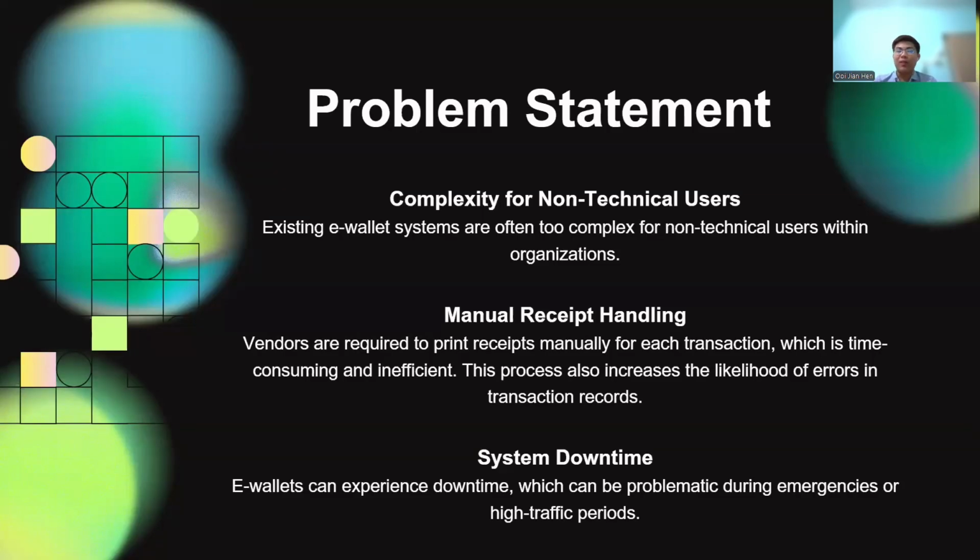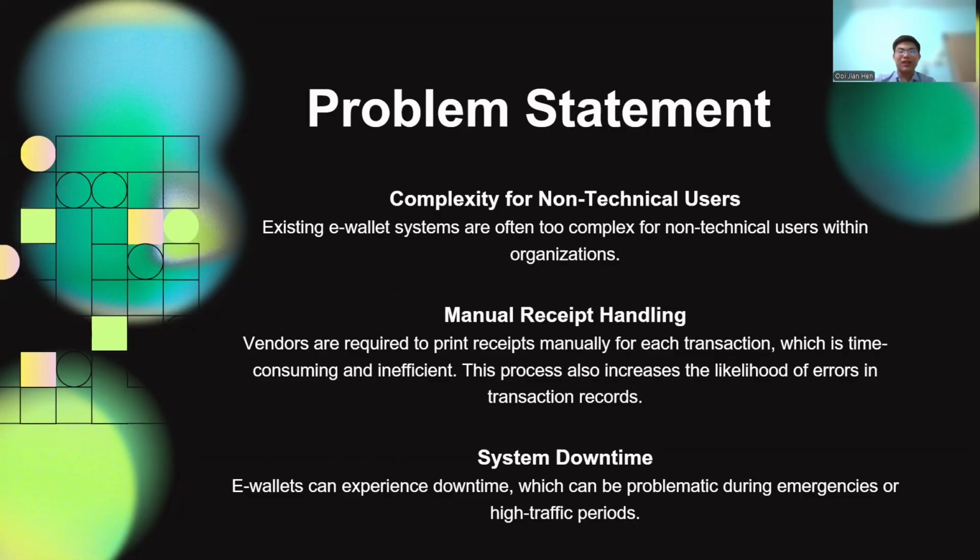And then the second is the manual receipt handling. The vendors need to print the receipt manually for each transaction, like when the staff want to buy food or drinks, they need to print the receipt. This wastes time. So the manual receipt handling will cause time waste.